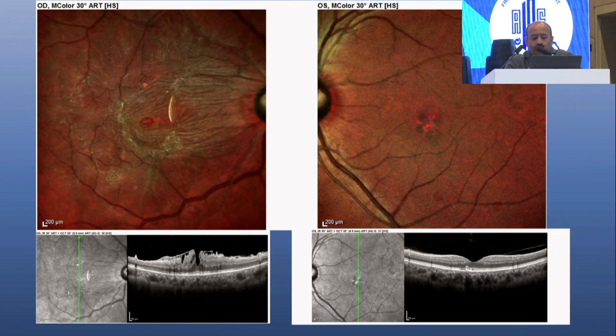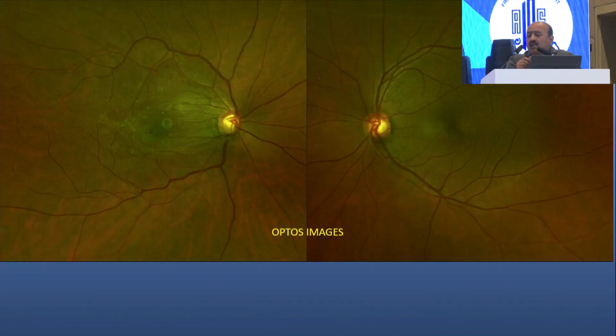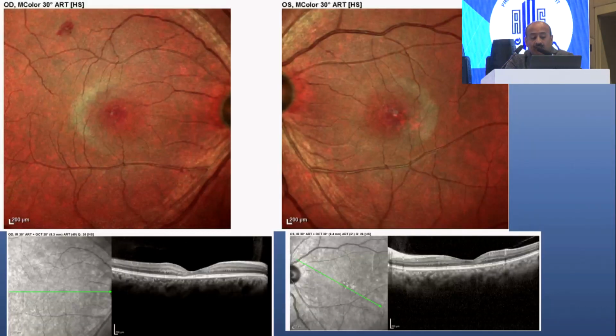I will show you this particular image with the multicolor central. You can see every striation at the macula, whereas it's not very great with the Optos. There is some loss of resolution for macular imaging compared to the 30-degree multicolor imaging. Then there are some very subtle changes which can be there.